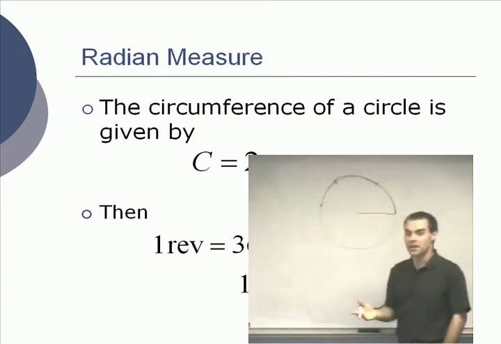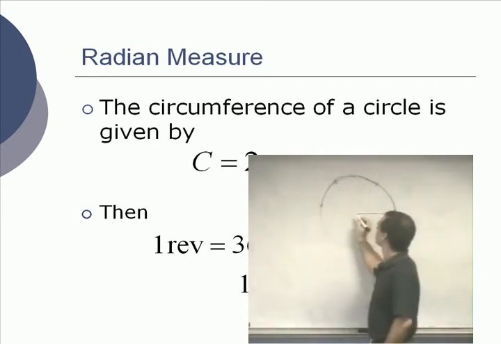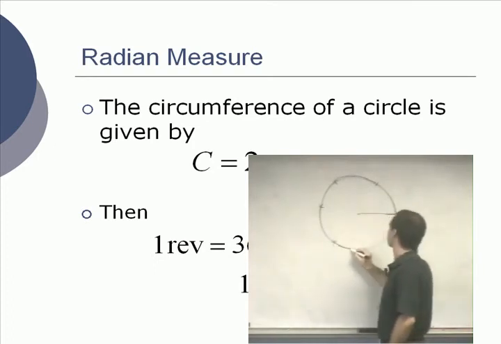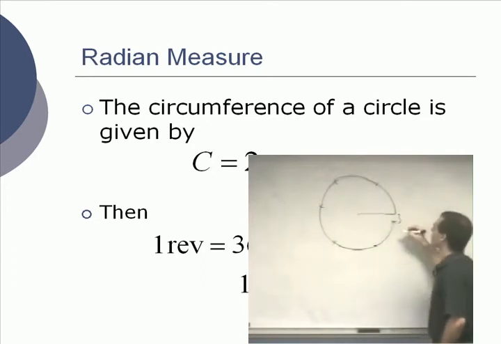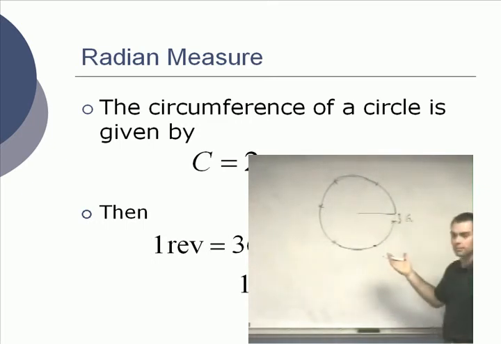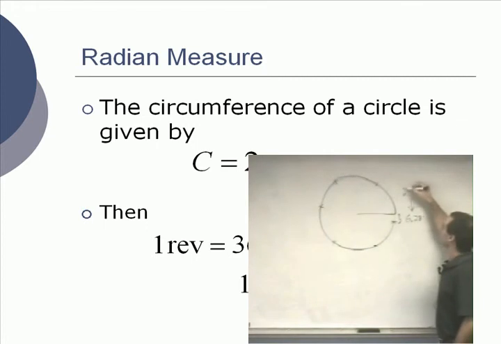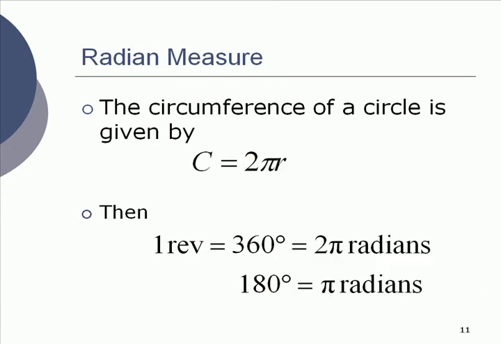So in fact, you can now tell me exactly how many of those radial lengths it will take to wrap all the way around the circle. There's a little bit left over here. We've got 1, 2, 3, 4, 5, 6 of them. 6.28. Why 6.28? That is 2 pi. It takes 2 pi radii to find the circumference, which means it takes 2 pi radians to wrap around the outside of a circle.